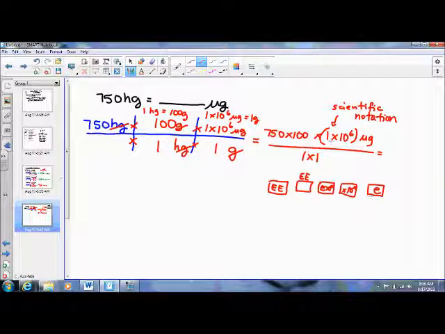So how do I use this button to enter 1 times 10 to the 6th in my calculator? I would push 1, EE, 6. That's it. I don't push times, I don't type in the number 10, and I don't use this button. Some of you have a power button, to the power of.